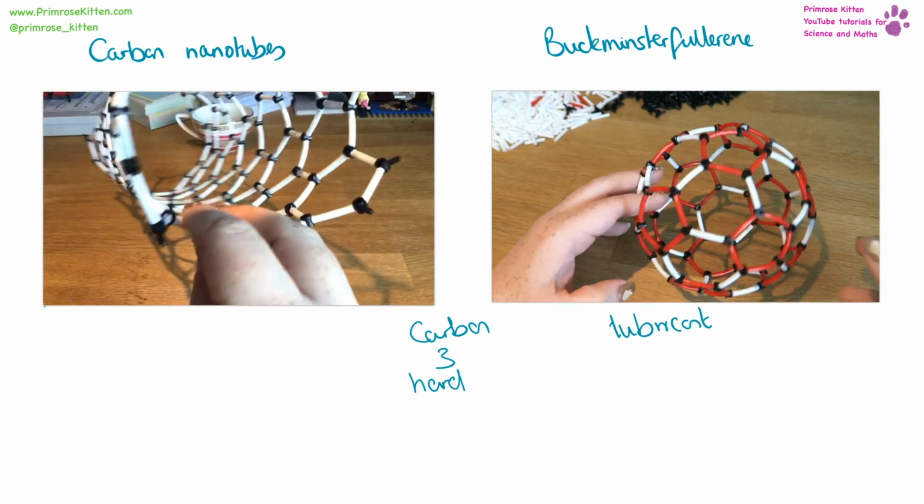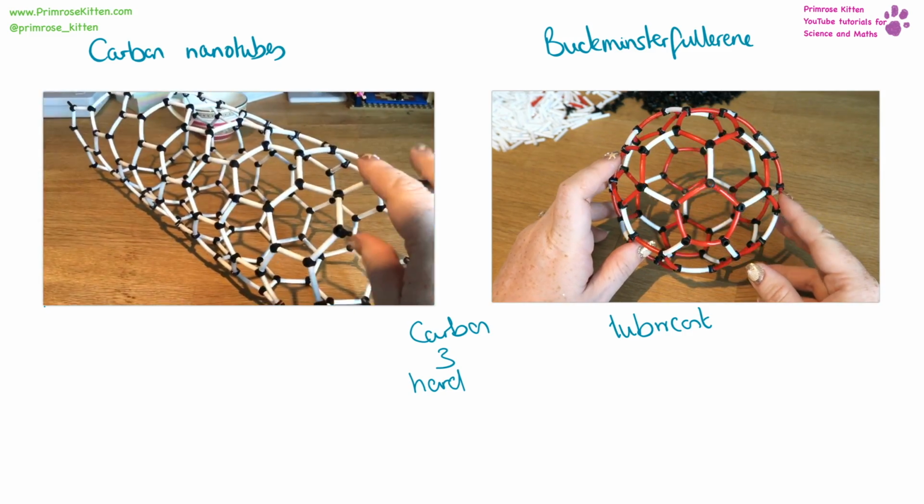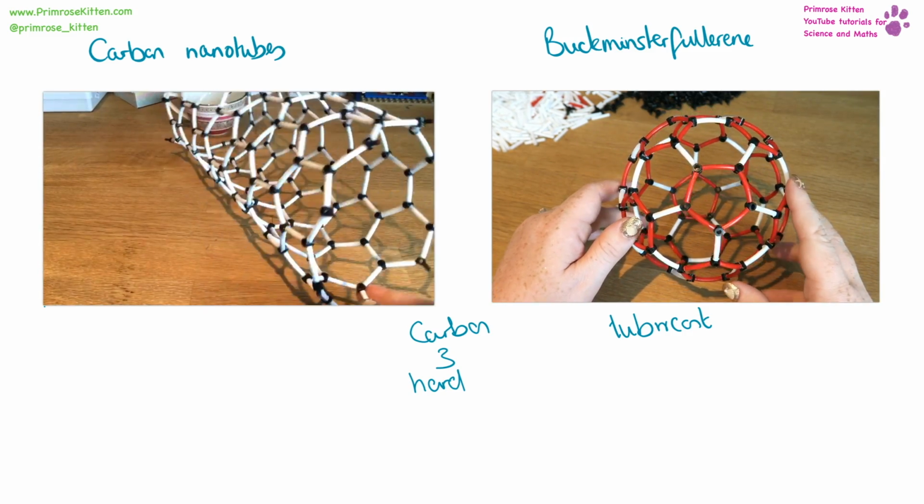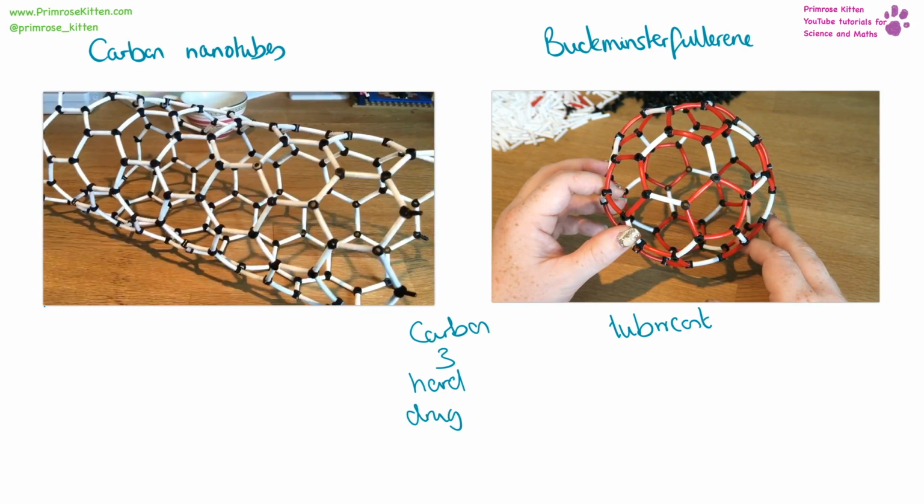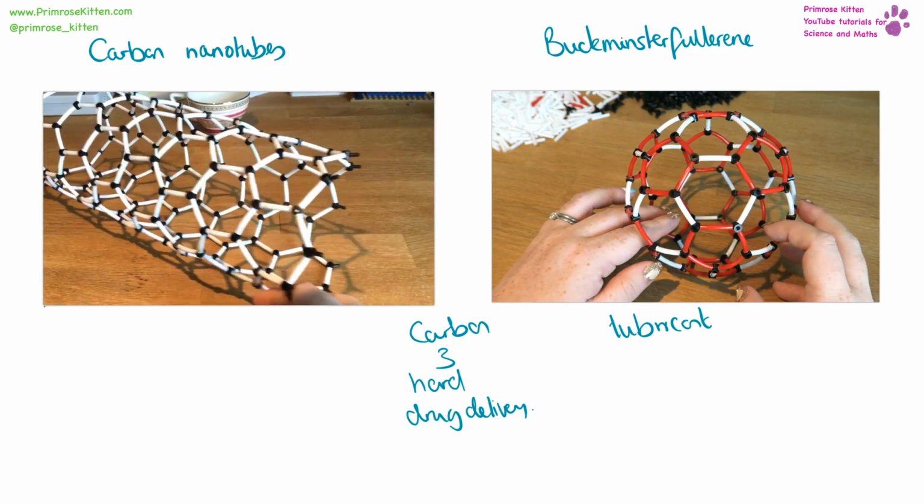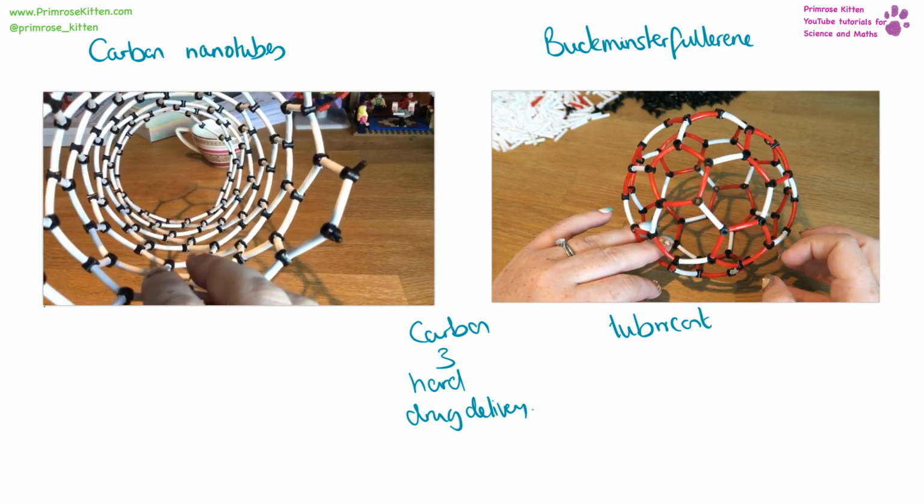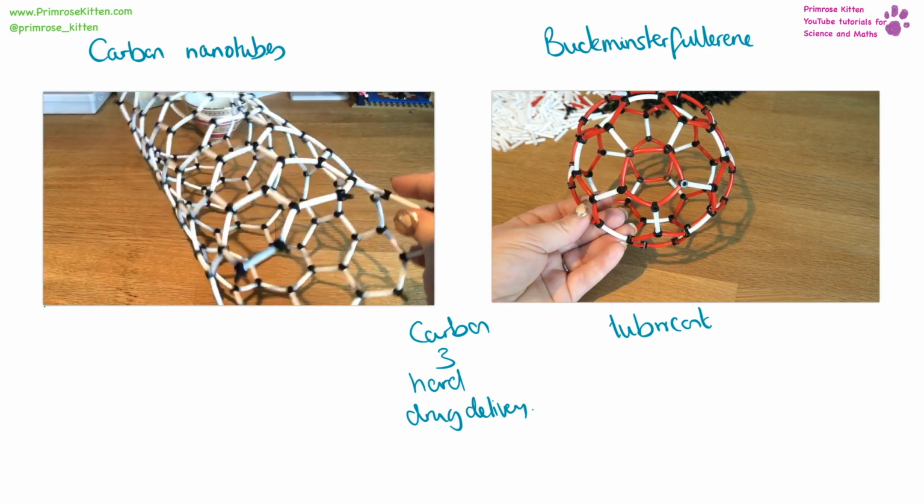It can be used for reinforcement, where you need very strong, very light things like aircraft or bicycles. They can also both be used, or in the future be used, for drug delivery. For fullerenes, carbon nanotubules and Buckminster fullerenes, there are loads and loads of potential uses, but they haven't been realised yet.